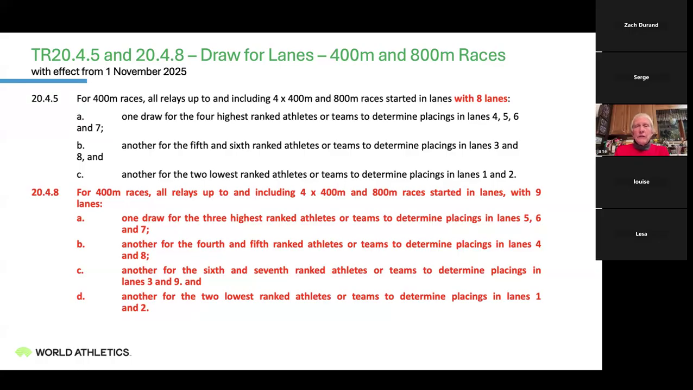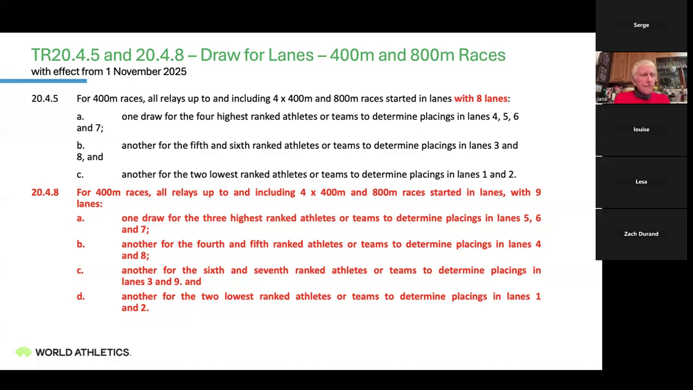I saw another hand go up. Yeah, that was me, Zach Durand. I guess my question would be, is it with the 8 or 9 lanes on the track, or is it with 8 or 9 athletes in the race? Because for the previous ones, let's say the 100-meter with 9 lanes, if you only have 8 athletes, then the last athlete would be in either 1 or 9.